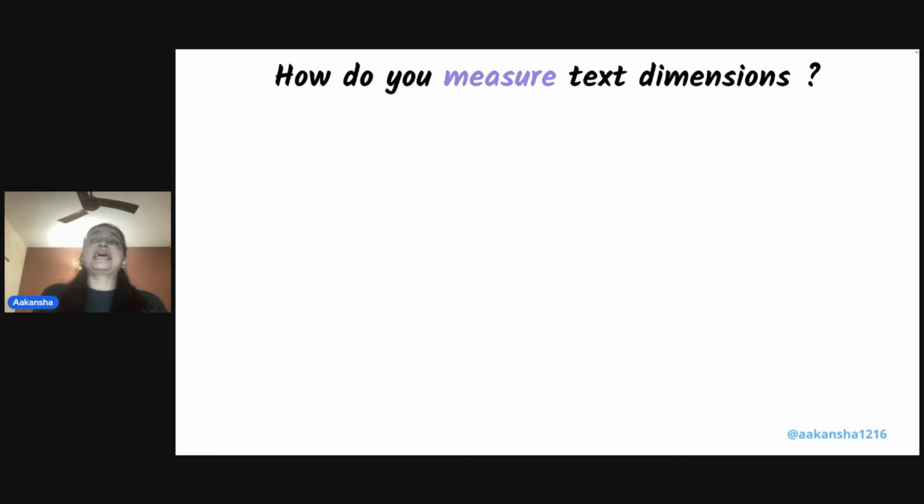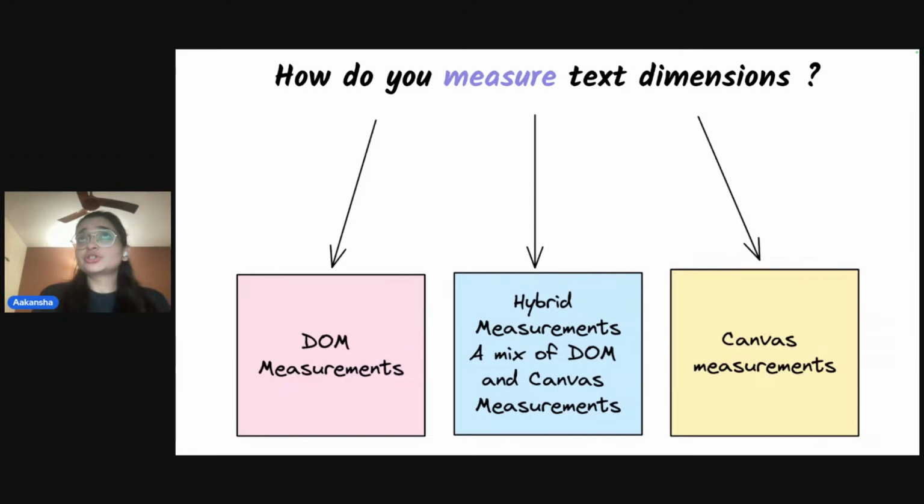So in Canvas, there are a couple of approaches to measure the text. The first one is the DOM measurements, which is very straightforward. The second one is a mixture of DOM and Canvas measurements. And the third is the Canvas measurements. I'll be going into all three of these approaches, and we'll see what the pros and cons of each are. Based on that, you can take the call on which approach you want to try out.